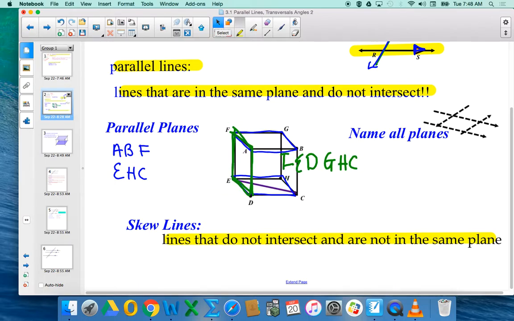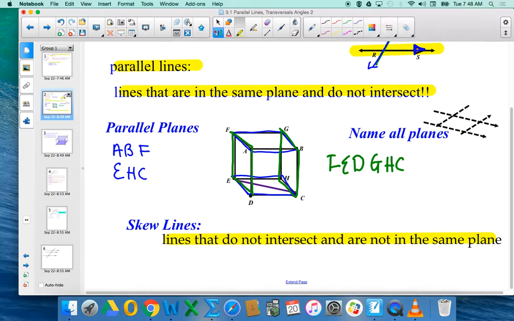There are others that we could say are parallel. We could say the back of the box is parallel to the front of the box.